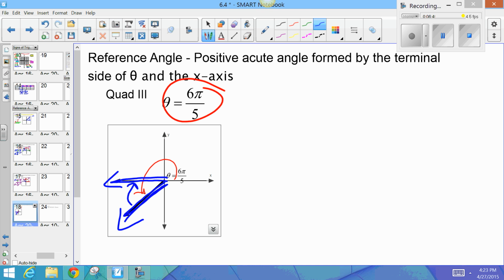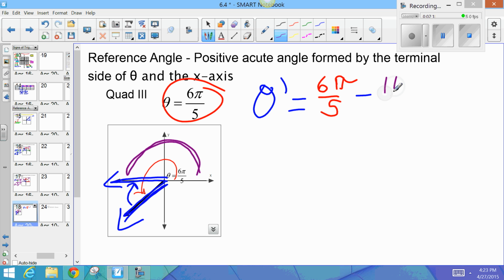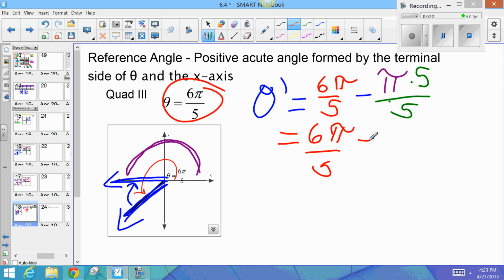There's not one particular rule I can give you. So anyway, in this problem, I want to subtract a half circle from the red part to get the blue part. So theta prime is equal to the red part, which is 6 pi over 5, subtract pi. That's a half circle. Again, I need a common denominator. So I have 6 pi over 5, subtract 5 pi over 5, which is equal to pi over 5.